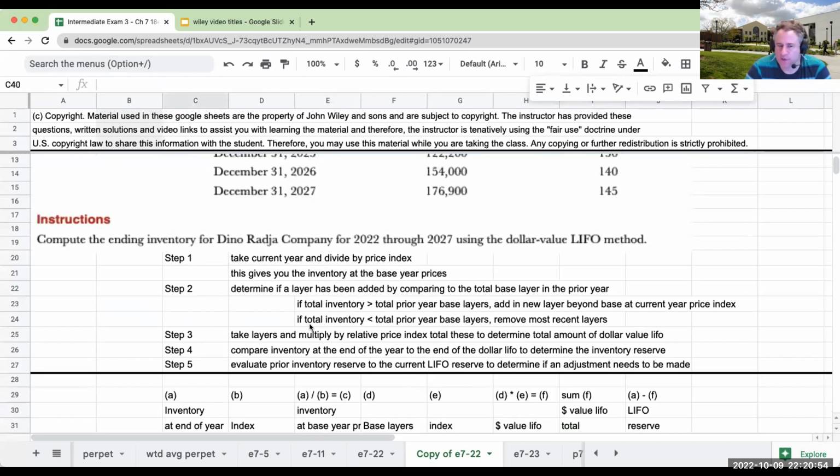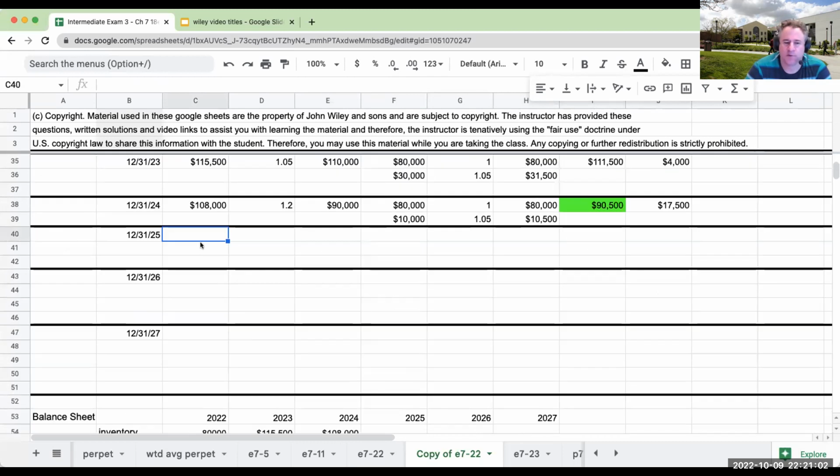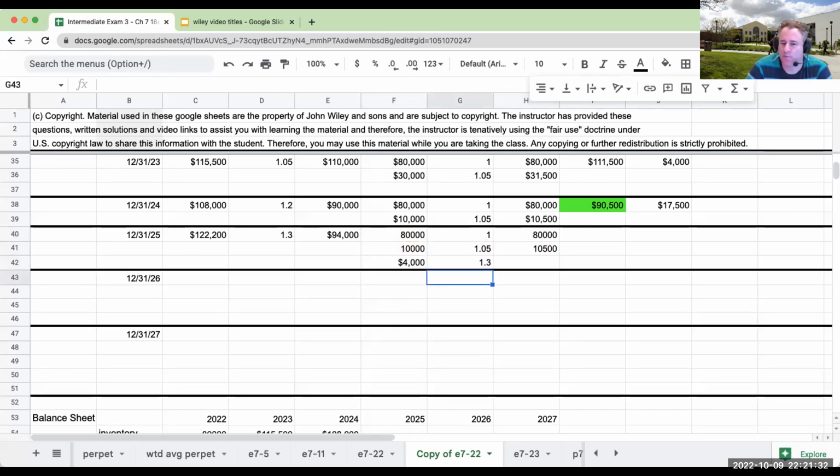So on 12/31/25, my balance here is 122,200, and my price index is 1.3. So let's go ahead and put that one in. Okay, so when I divide this through, I'm getting 94,000. Well, guess what? Comparing 2025 to 2024, I've added 4,000. So I've added a layer. So right over here, I've got my 80,000 that's still going to be at 1. I've got 10,000 that's going to be at 1.05. And now I'm going to have 4,000 that's going to be at 1.3.